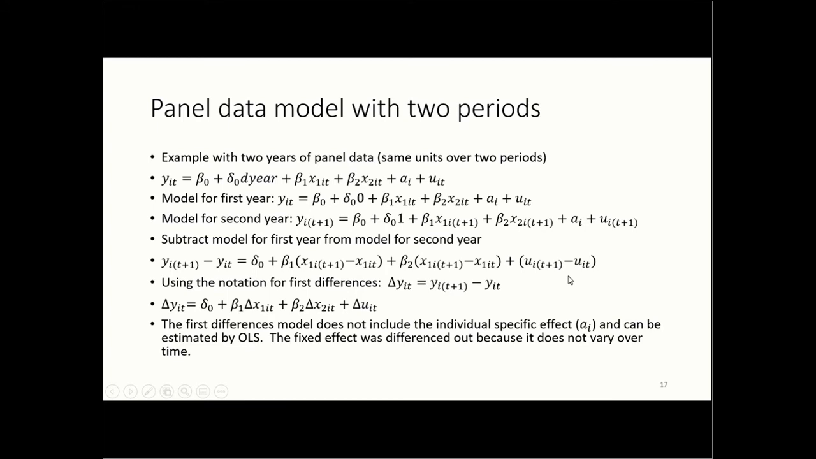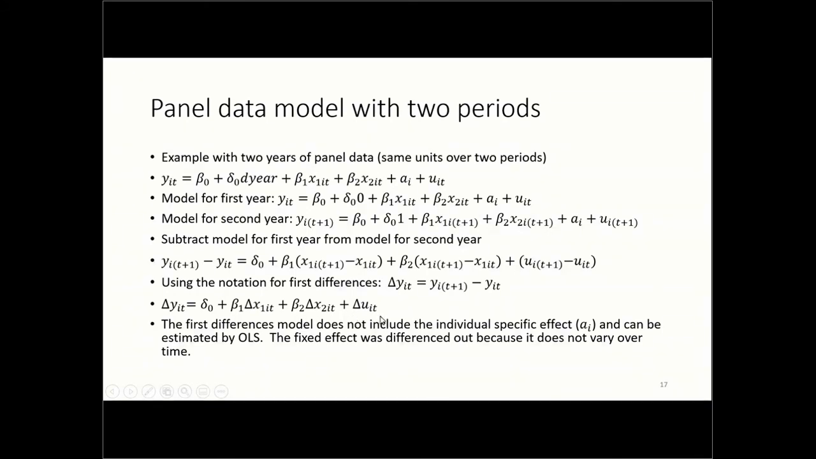So using the notation for first differences here, we would have delta y_it. That would be equal to y_{it+1} minus y_it. So this expression here could actually be abbreviated as delta y_it, that would be the differences between y_{it+1} and y_it. Same thing for x1 and same thing for x2 and same thing for u.